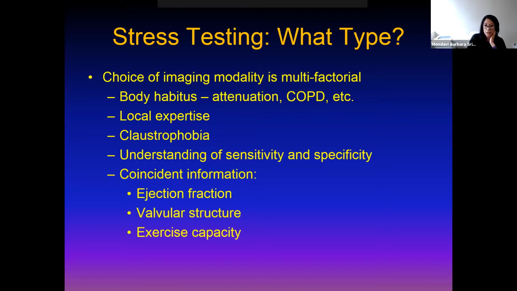And do you want to get other information out of that stress test? If you want information on valvular structure, hemodynamics, ejection fraction, then you might want to do it with an imaging modality that can give you that additional information. If you are interested in what the patient's exercise capacity is, then you don't want to do a pharmacologic test.